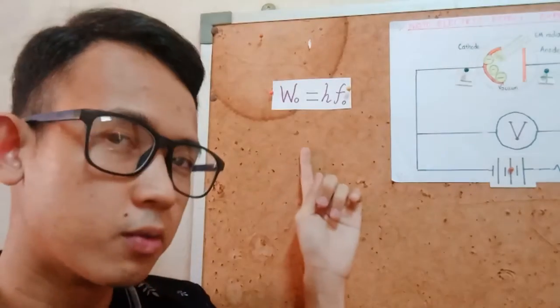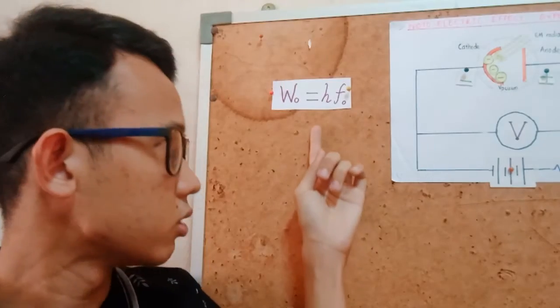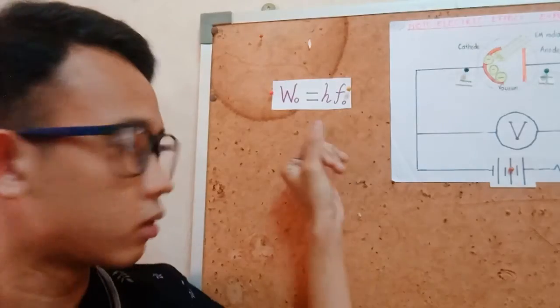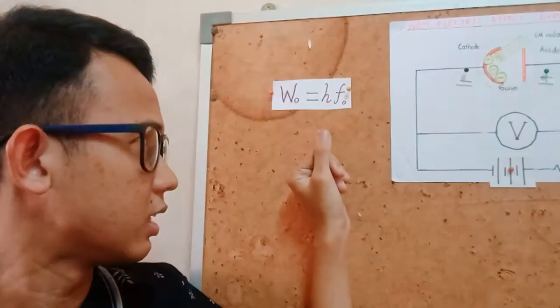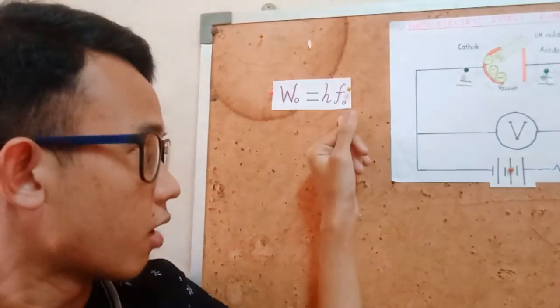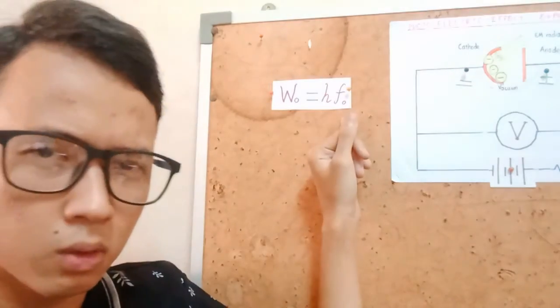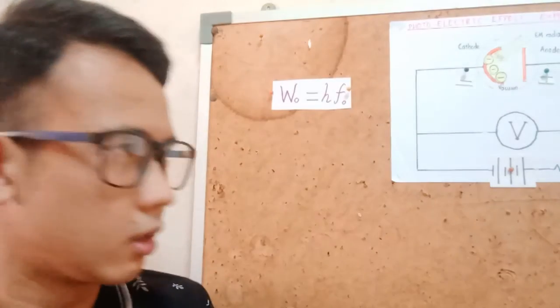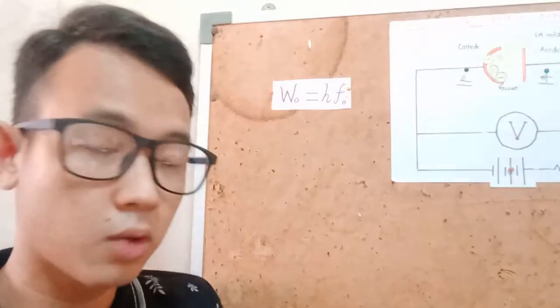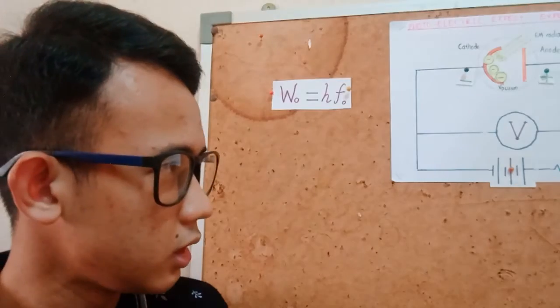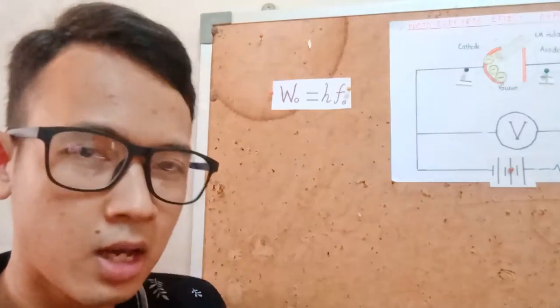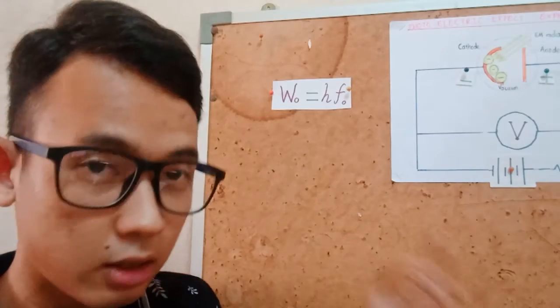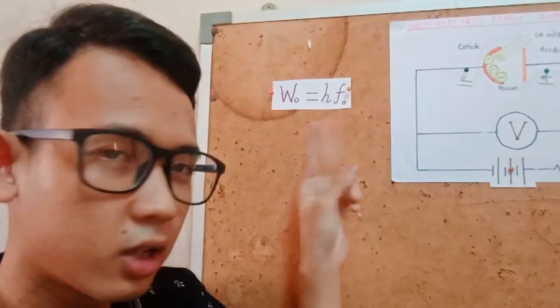As you can see in the equation right here, it equals the Planck constant multiplied by f naught, which we call the threshold frequency. Similar to the work function itself, the threshold frequency is the minimum frequency required to emit the electrons in the first place. So these two work in kind of the same way.